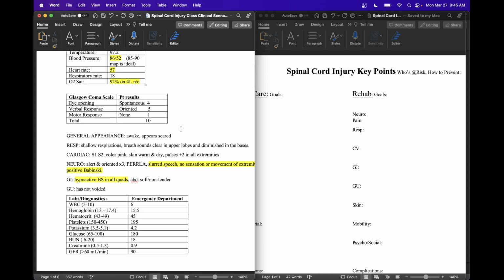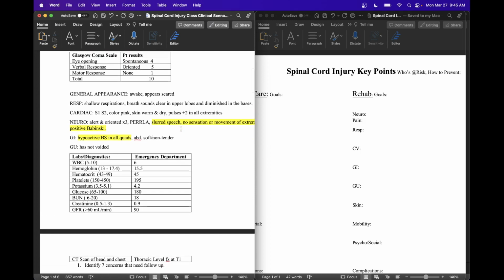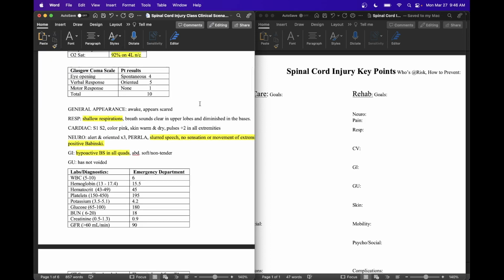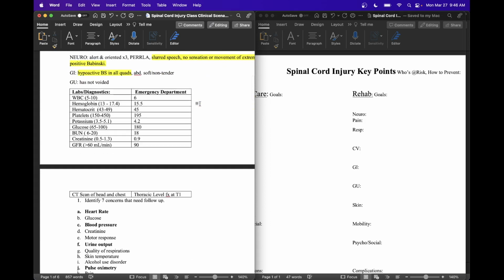Motor response? Yeah, it's absent, right? So that's a problem. Urine output? That's a problem? He just came in. So it might be, you have to watch it, so we can go either way with that. When was the last time? Was he incontinent? He just arrived.